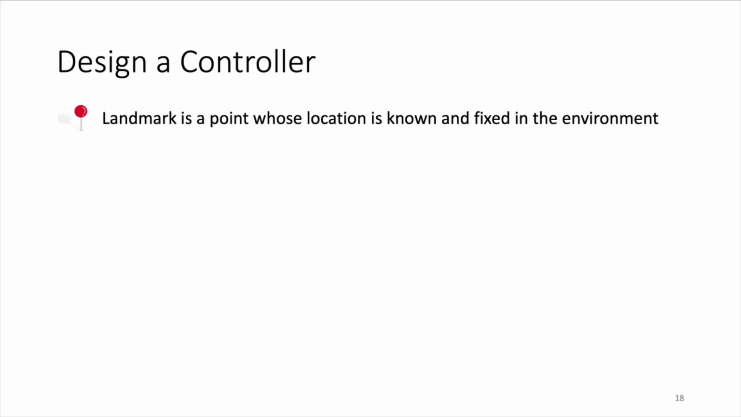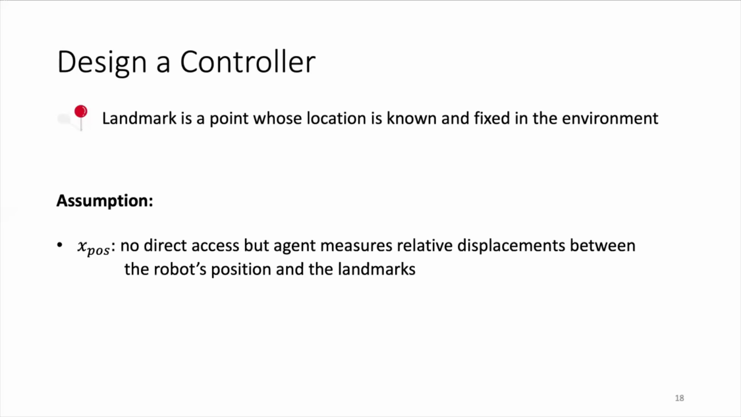To design a controller, we define a landmark as a point in the environment whose position is known. We divide the state of the agent into two parts. X pose, which shows the positions of the agent, and we don't have access to that, but the agent can measure the relative displacement between the robot's positions and the landmarks. And X dynamics, which shows the rest of the states, and we assume we have direct access to that.